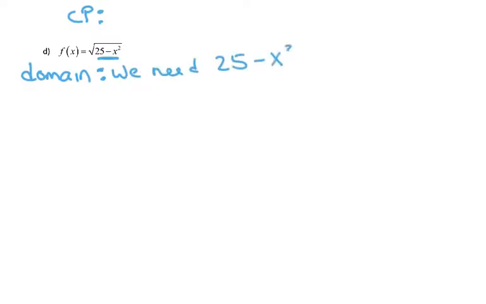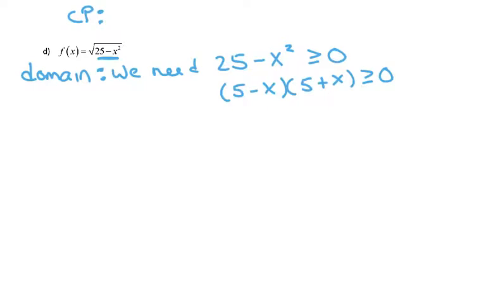Okay, so now we have another problem to work. Remember what we're doing: finding critical points first. But I'm going to ask myself, what's the domain first, because I always like to do that. Well, how do you want to do this? This can be a little tricky. We need 25 minus x squared to be greater than or equal to 0. Well, this factors into 5 minus x, 5 plus x, greater than or equal to 0.